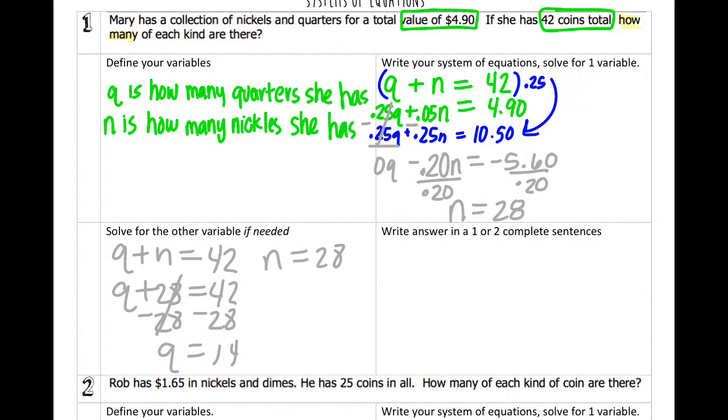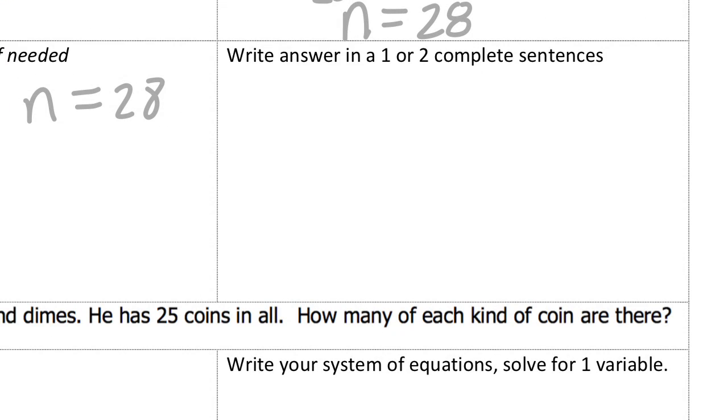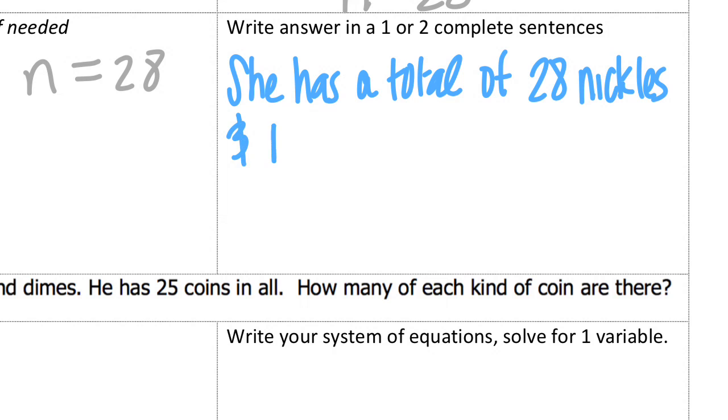So now I know I have 14 quarters and I have 28 nickels, and that's exactly what I want to write as my final complete sentence answer. So I would write, she has a total of 28 nickels and 14 quarters.